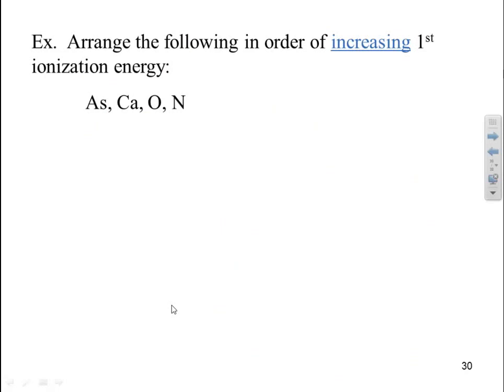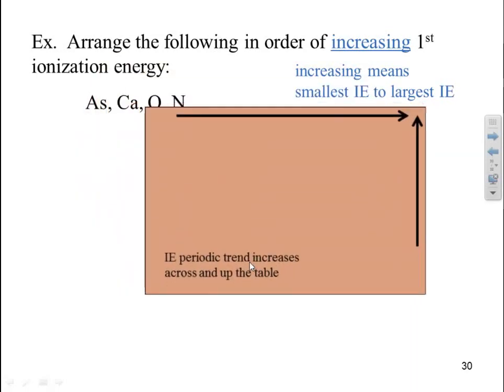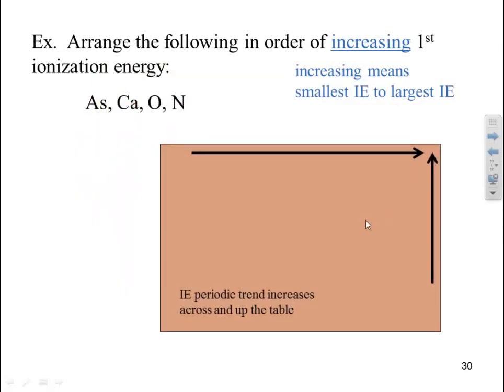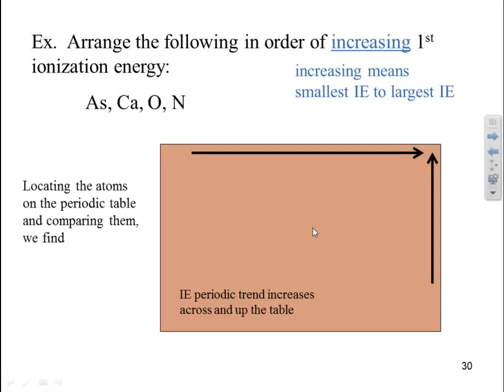Arrange the following in order of increasing first ionization energy: arsenic, calcium, oxygen, and nitrogen. Realize once again we're going from smallest ionization energy to largest ionization energy. Periodic trends pointing up and going to the right. Let's locate our atoms on the periodic table.